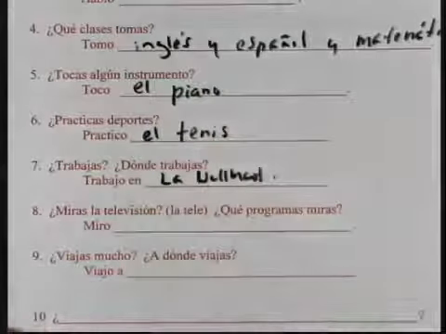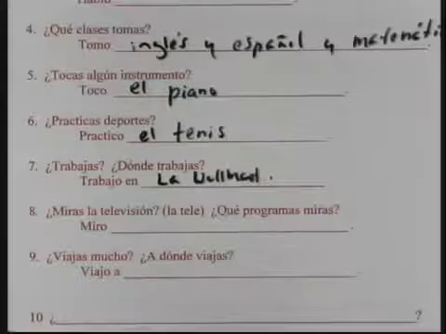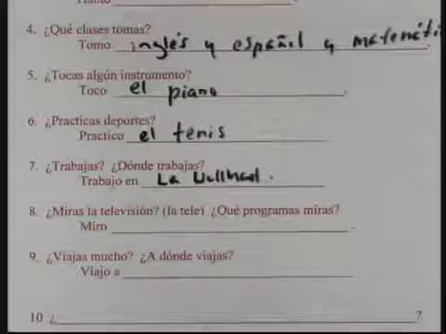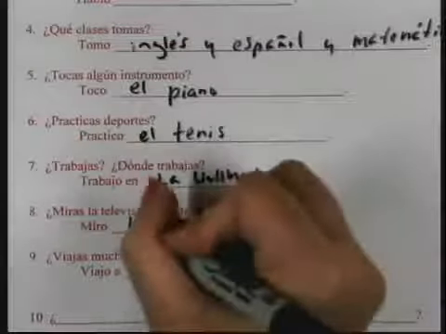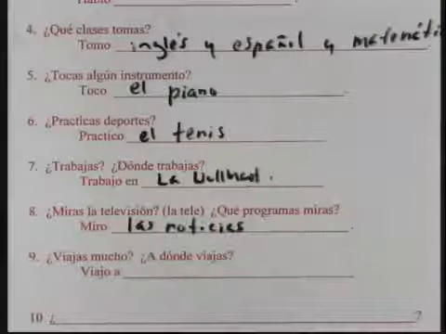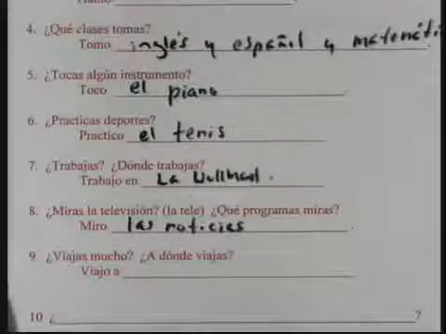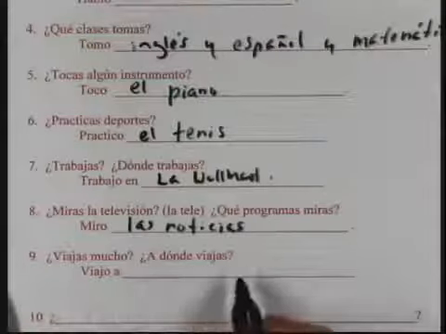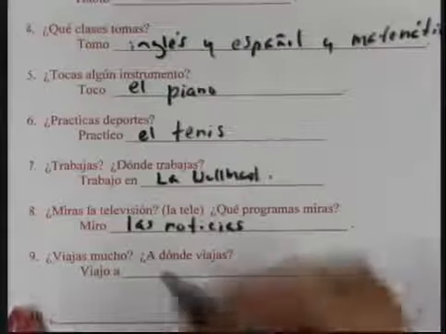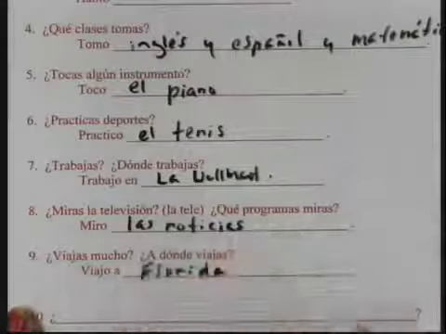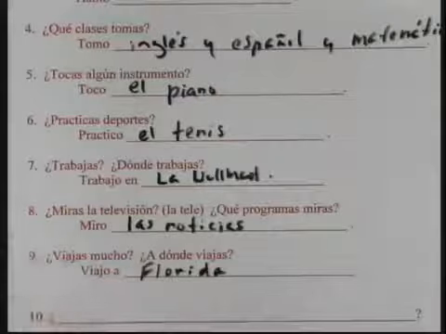Por ejemplo. ¿Miras la televisión? ¿La tele? ¿Miras la tele? ¿Qué programas miras? Do you watch television? Which programs do you watch? Miro las noticias. You're writing your own answers, though. Don't write my answers, write your own answers. Miro and the programs that you watch. Y número 9, ¿viajas mucho? Do you travel a lot? ¿A dónde viajas? To where do you travel? Viajo a Florida, por ejemplo. It's an example. I travel to Florida.